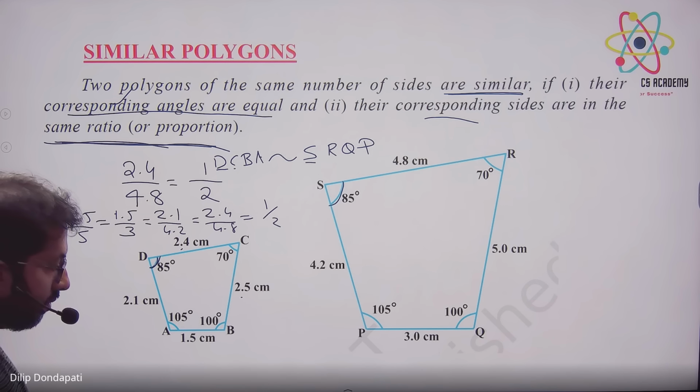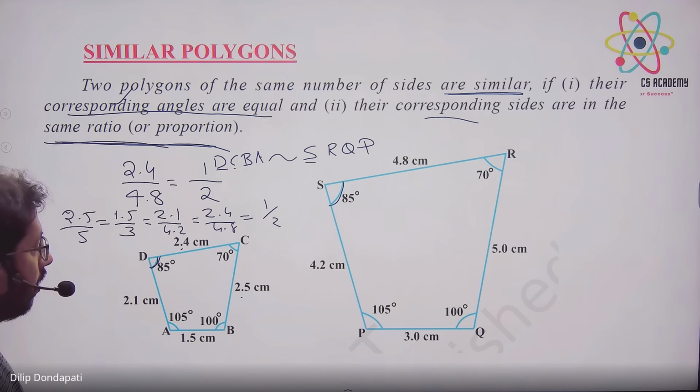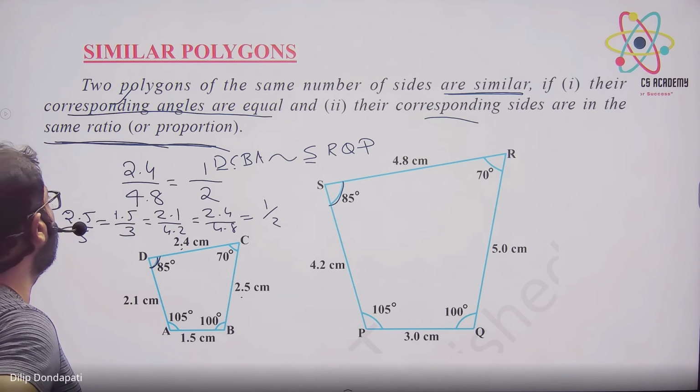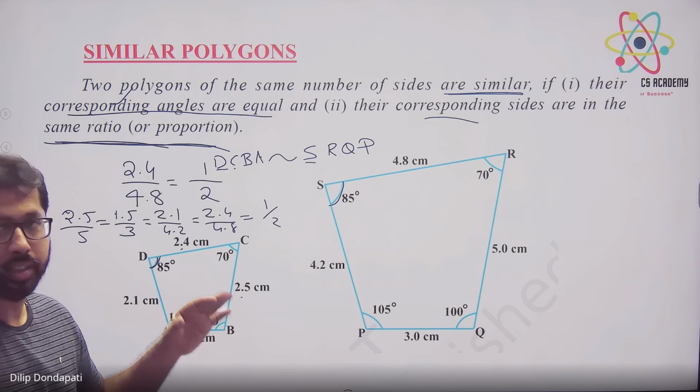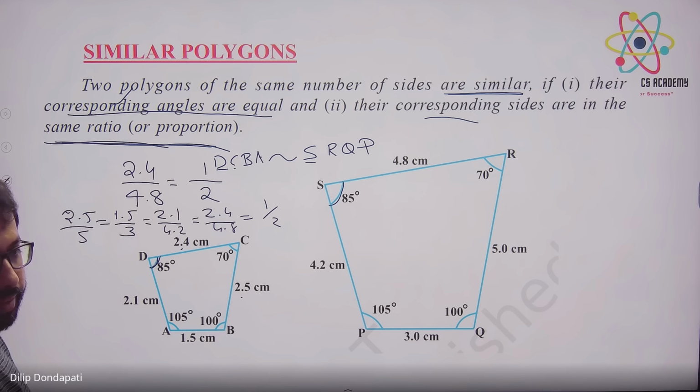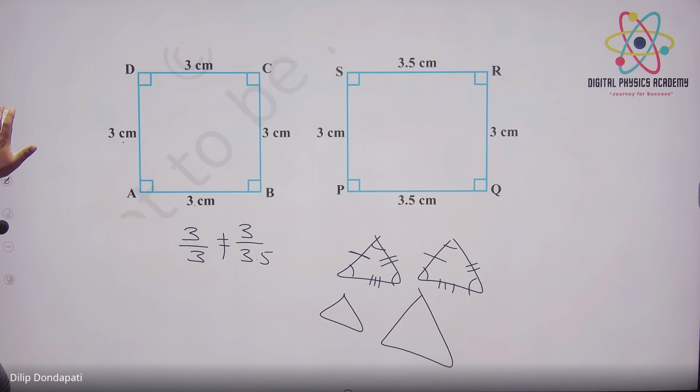Done, everyone? If these two conditions are satisfied, then only we can say they are similar. Okay, ahead the shortcuts will come. Criteria for similarity of triangles will be there, like SAS, SSS. Like congruence only. But this is the basic condition.